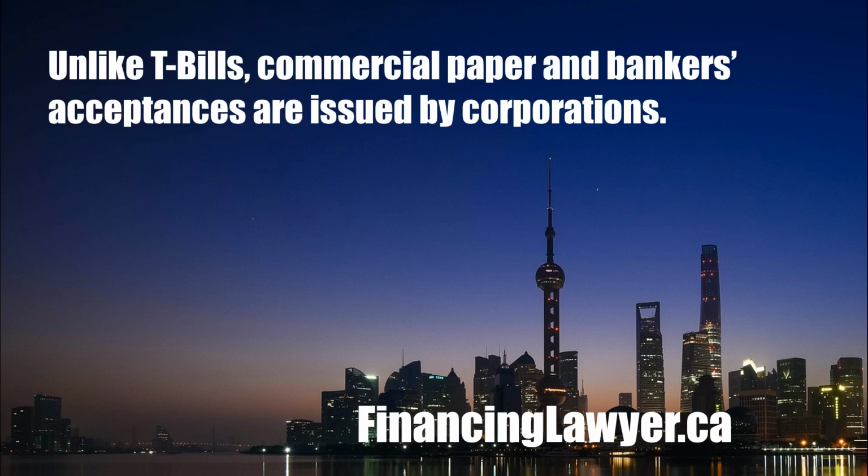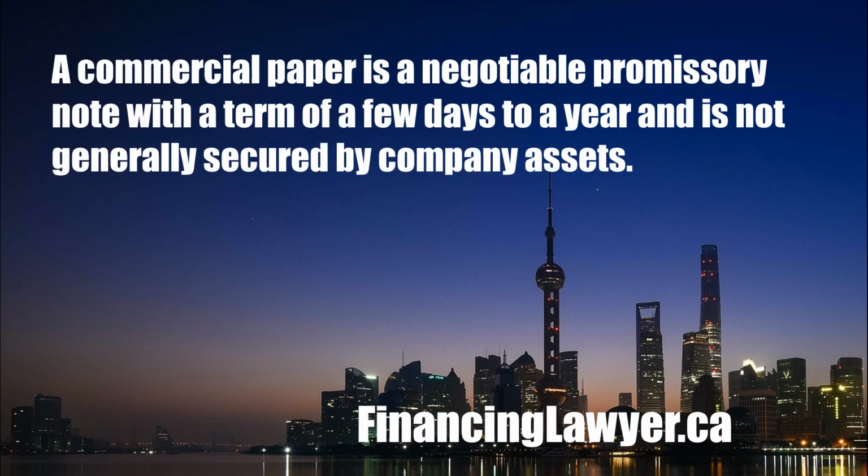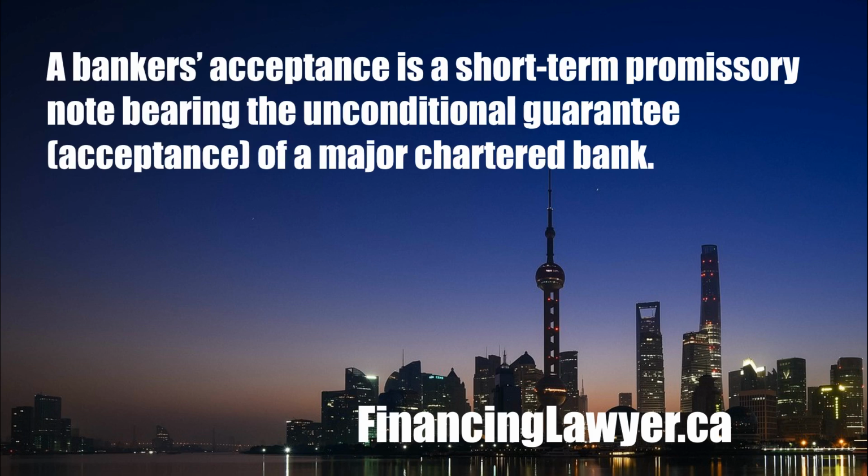Unlike T-bills, commercial paper and bankers' acceptances are issued by corporations. A commercial paper is a negotiable promissory note with a term of a few days to a year and is not generally secured by company assets. A banker's acceptance is a short-term promissory note bearing the unconditional guarantee acceptance of a major chartered bank. Bankers' acceptances offer superior yields to T-bills with higher yields and liquidity than most commercial paper issues.